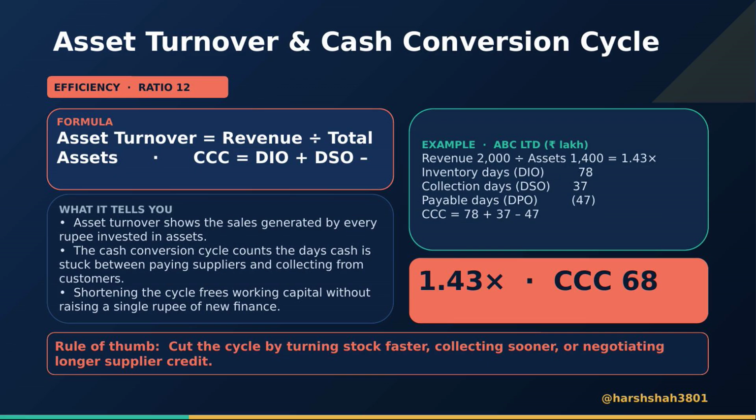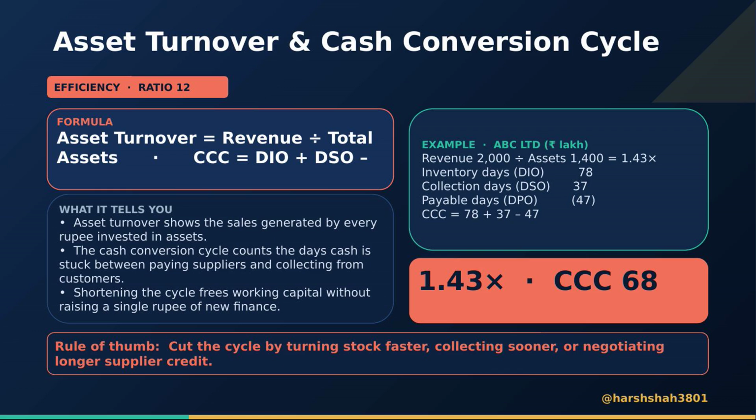Now, asset turnover and the cash conversion cycle. This one ties everything together beautifully. Asset turnover is revenue divided by total assets, and the cash conversion cycle, or CCC, equals inventory days plus collection days minus payable days. For ABC Limited, asset turnover is 2,000 over 1,400, which is 1.43 times. The cash conversion cycle is 78 plus 37 minus 47, which equals 68 days.